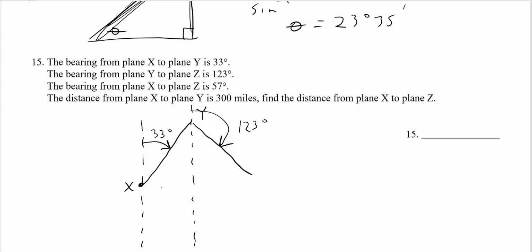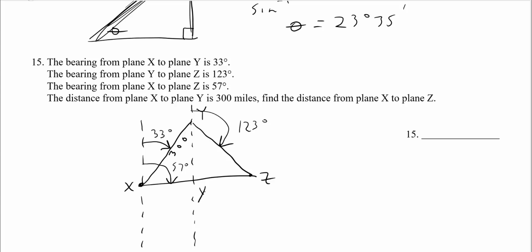Okay, the bearing from plane X to plane Z is 57 degrees. So I know it's not necessarily to scale, but this is 57 degrees. Okay, so that's all the information. Oh wait, we got more here. The distance from plane X to plane Y is 300 miles. Oh, by the way, this is Z. So this is 300 miles. And you're looking from plane X to plane Z. So we'll call this, basically it's y, little y, right?